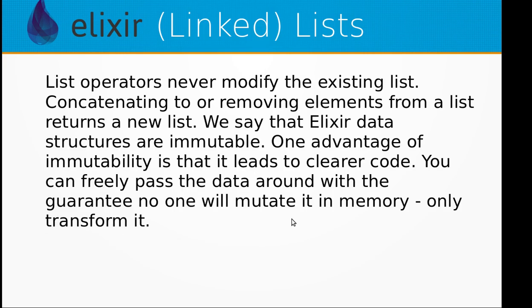List operators never modify the existing list. Concatenating or removing elements from a list returns a new list. We say that Elixir data structures are immutable. One advantage of immutability is that it leads to clearer code. You can freely pass the data around with the guarantee that no one will mutate it in memory, only transform it.